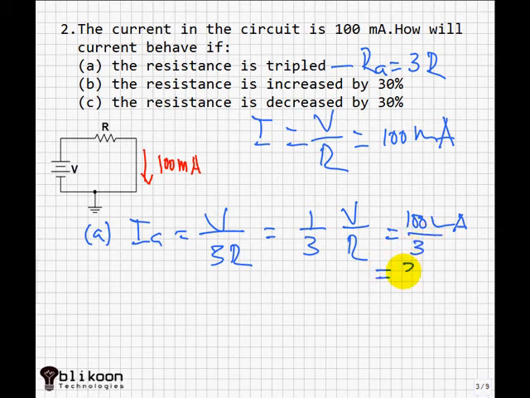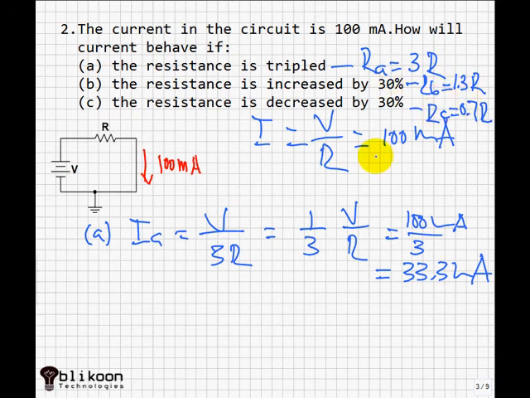This equals 3.3 milliamps. Notice that we have increased the resistance by tripling it, so current decreases. This is what we expected by Ohm's law. In B, they say that the resistance is increased by 30%. This means RB equals 1.3 R. In C, they say the resistance is decreased by 30%. This means RC equals 0.7 R. By using these values, you can replace in the formula yourself and find out how the circuit behaves. So I leave this for you.